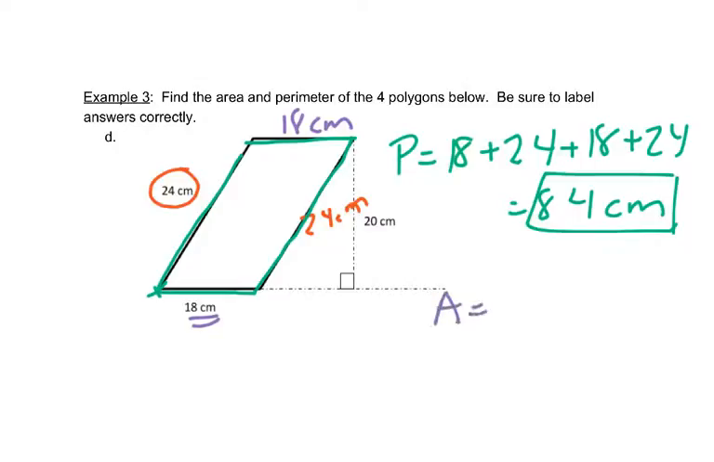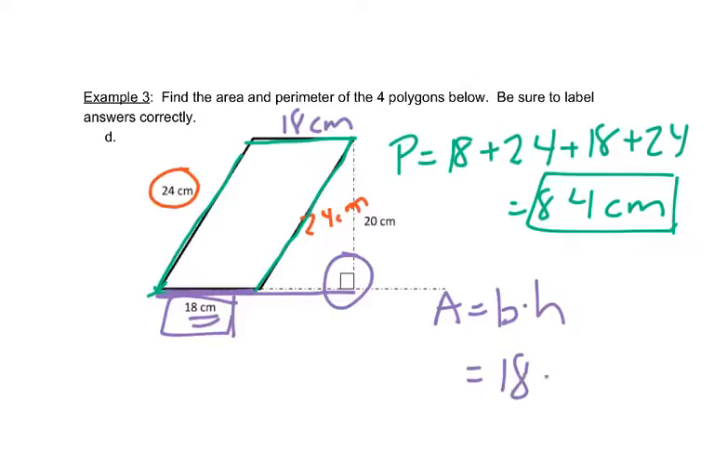So area is base times height, so we need to look for a right angle. So here's our right angle. We need to look at the two measurements that are connected by that right angle. So if we follow this side over, we get this side of 18. That's our base of our parallelogram.